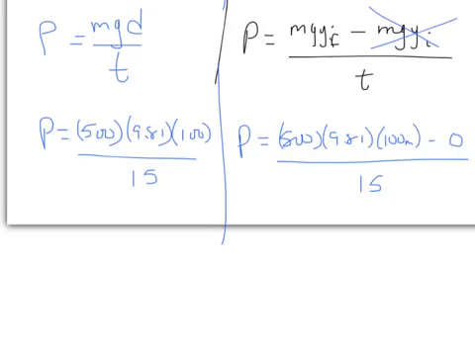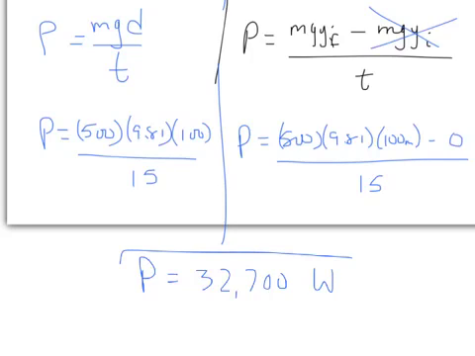Catherine, what do you got for a number? 32,700. Very good. And good, units of watts. What would that be in kilowatts? Good, 32.7. 32.7 kilowatts. Okay? So again, these problems, you're going to notice that you can choose one way or the other.